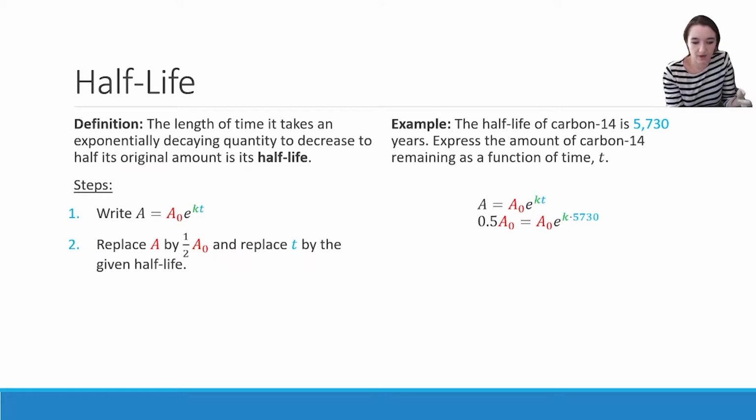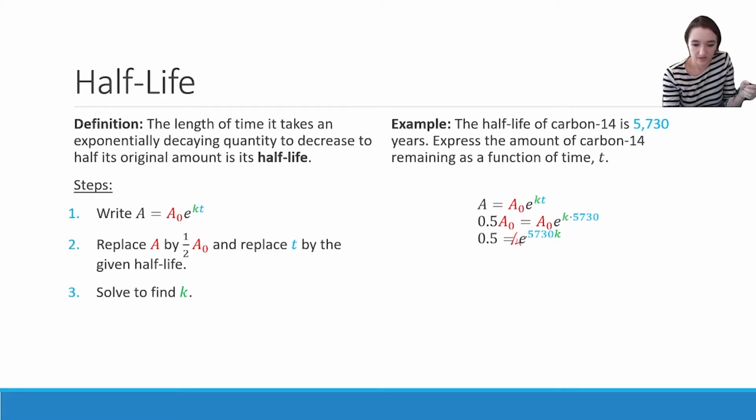So we replace A by 1/2 A0, and then we can replace t by the given half-life if you're given it. So in this case, our half-life is 5,730, and we replace A by half of A0. Remember, our goal in the end is to find k. So we go through and we solve for k. To do that, I'm going to first divide out that A0. So I divide both sides by A0, and would you look at that? The A0s go away. That's always how that's going to work.